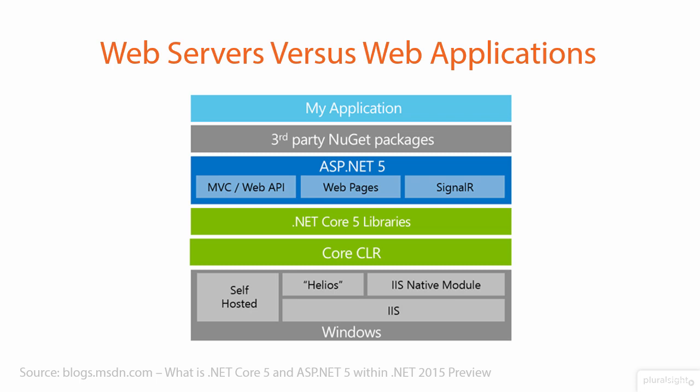Everything above there, the core CLR, the libraries, and then of course ASP.NET, NuGet packages and the application, all sit up there on top of the web server itself. Now, particularly when we talk about risks in web applications, we're predominantly talking about those top two tiers, My Application and the third-party NuGet packages.